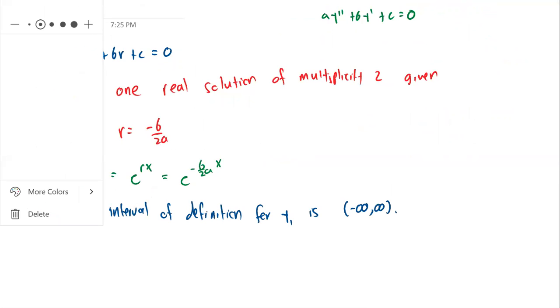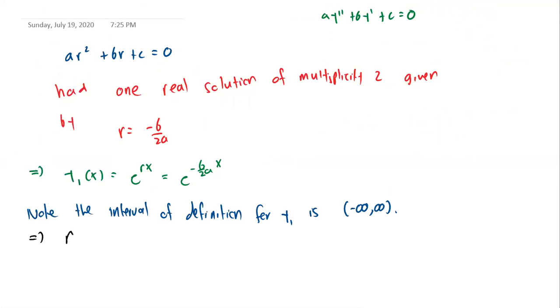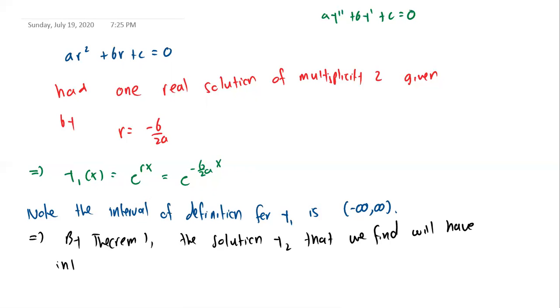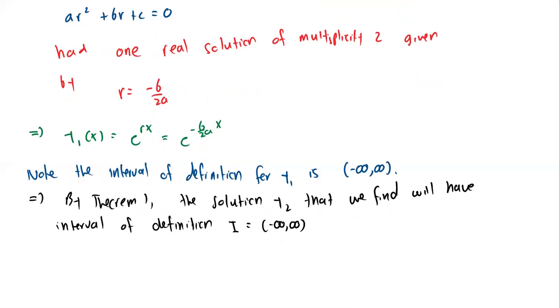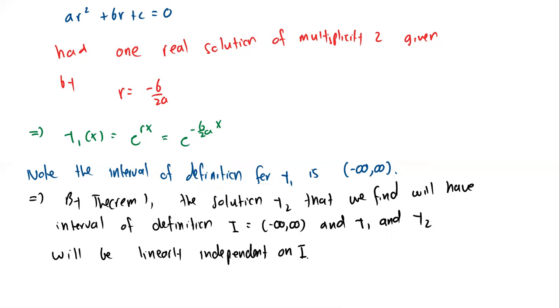Okay. So let me just write that. And then in another video, we're going to actually go through the work. By theorem 1, the solution y2 that we find will also have this interval of definition. And again, I'm not proving it, but they're also going to be linearly independent on this interval. That's again just from the theorem, meaning that they will form a fundamental set of solutions. So all that is left for us to do to find the general solution is use theorem 1 to find y2.